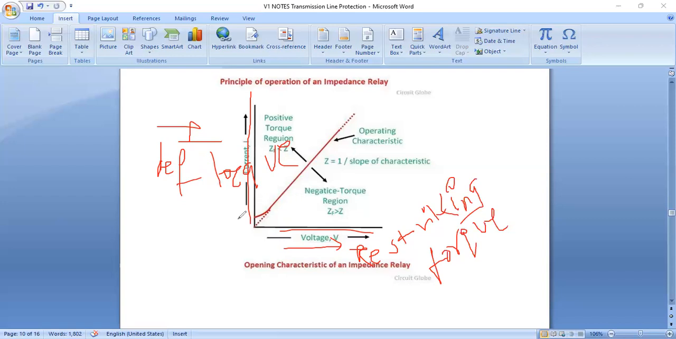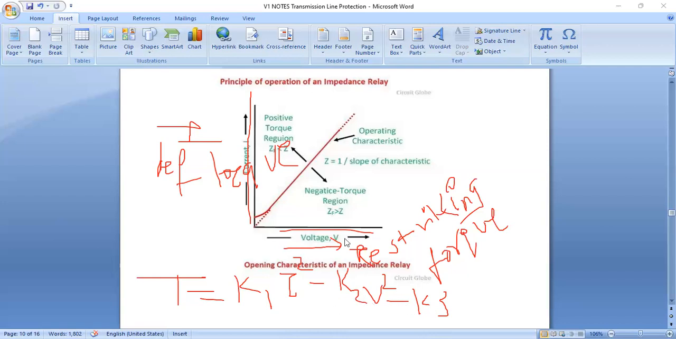The torque equation of this relay is: torque equals K1 I squared minus K2 V squared minus K3. What is this K3? This is a constant, the value of the spring effect of the relay. And V and I are the values of the voltage and the current.